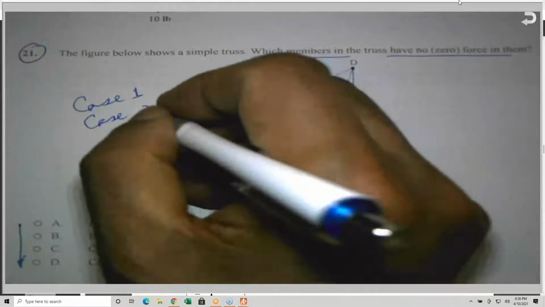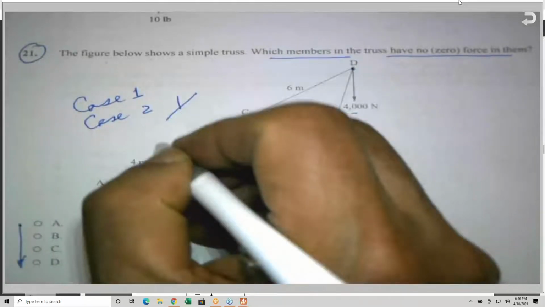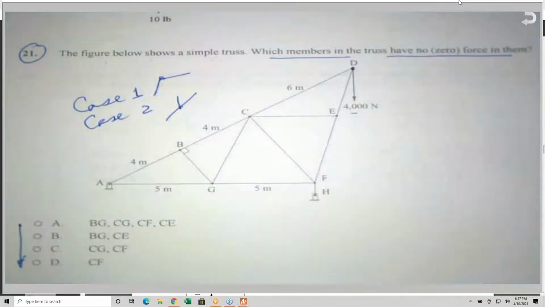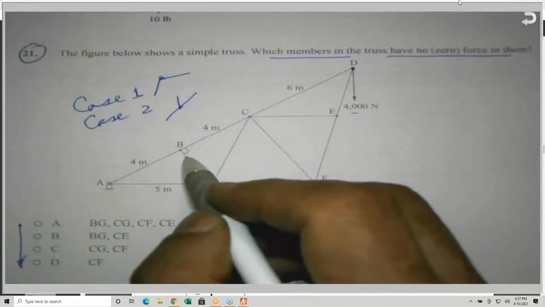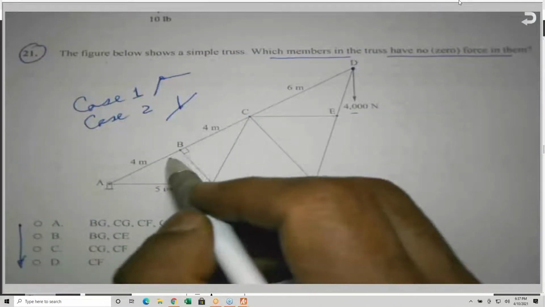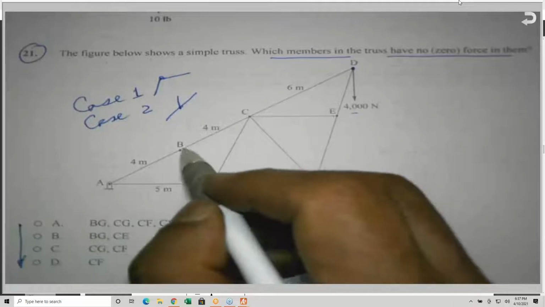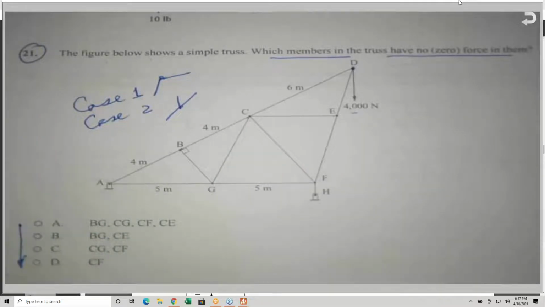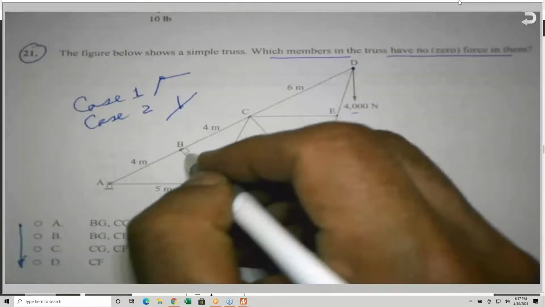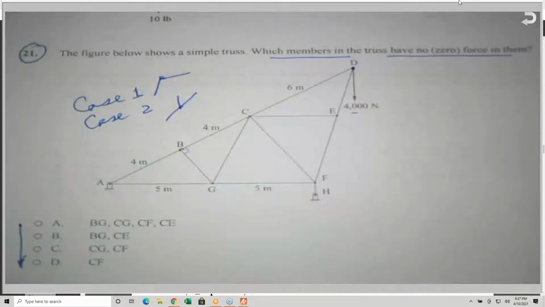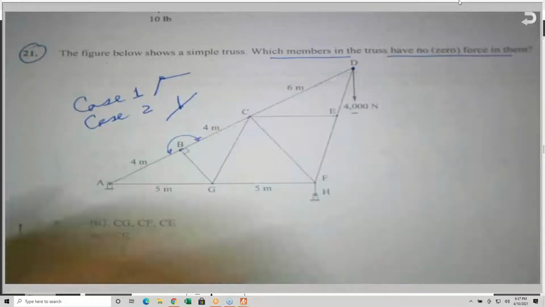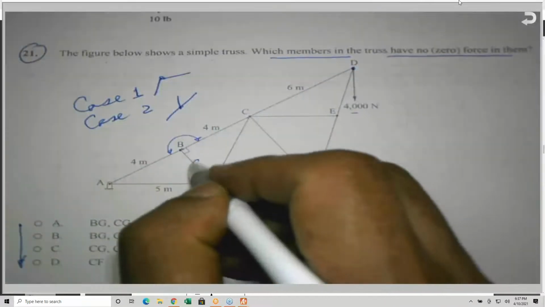Case number 2, 3 members. Case number 1, 2 non-collinear members. So if you look at members BA, BC, BD and BG, sorry, these 3 members are forming a joint, which is joint B. 2 of them are collinear. The 3rd member must be 0.